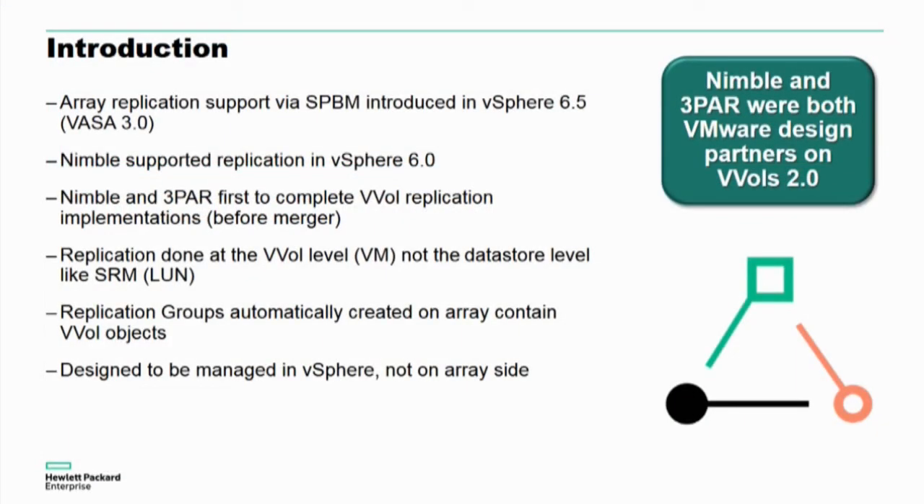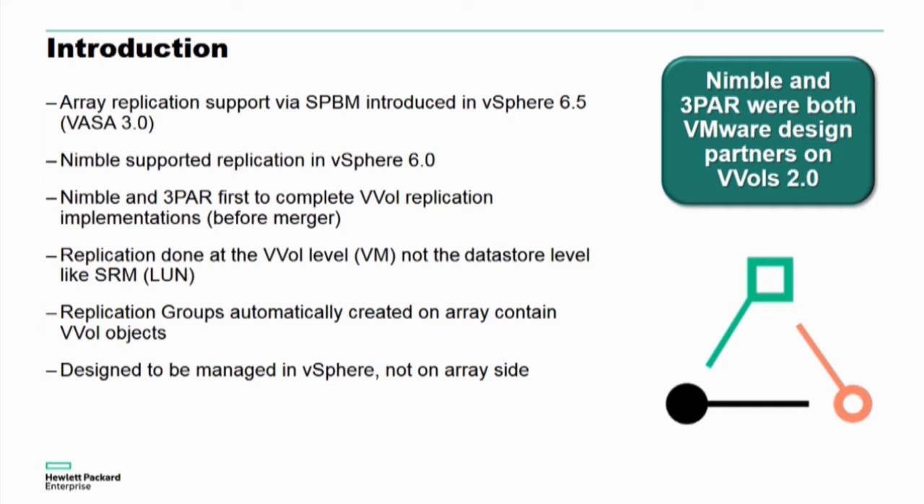Cool. So as we introduce the replication deep dive, I just want to go over a couple of quick bullet points. First of all, array replication support via storage policy was introduced in vSphere 6.5, with the advent of VASA 3.0. Just a quick side note, if you're familiar with Nimble replication with VVols, we actually supported that in vSphere 6.0. So there's a slight difference there.